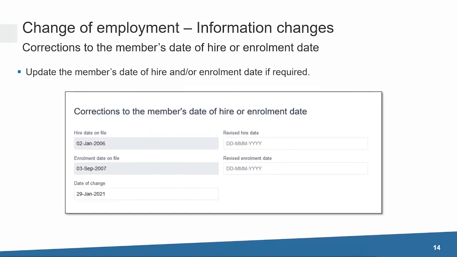You can also change a member's hire date or their enrollment date if required. You will be able to view the current dates that we have on file and provide revised dates. The date of change field will automatically be pre-populated to the current date, but it can be edited to another date prior to the current date if applicable.